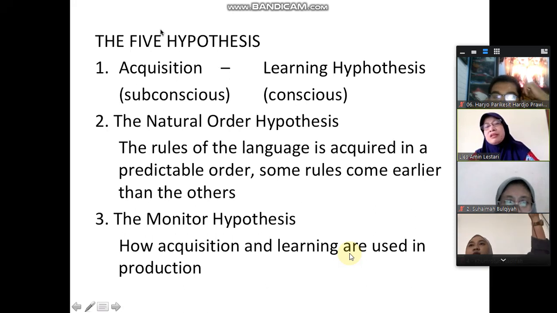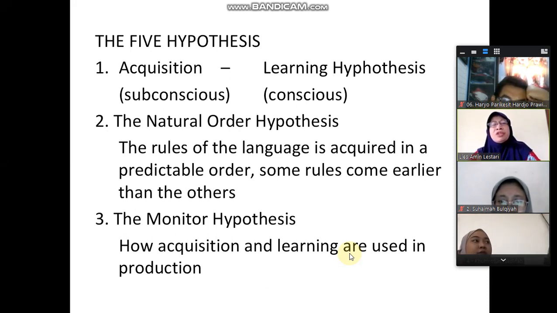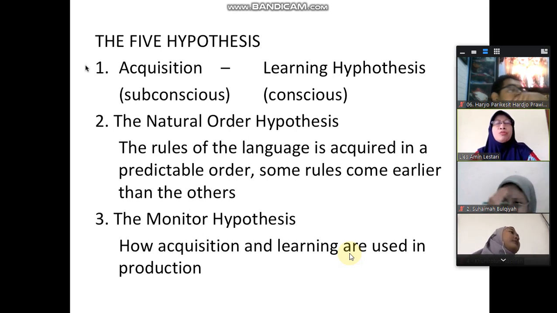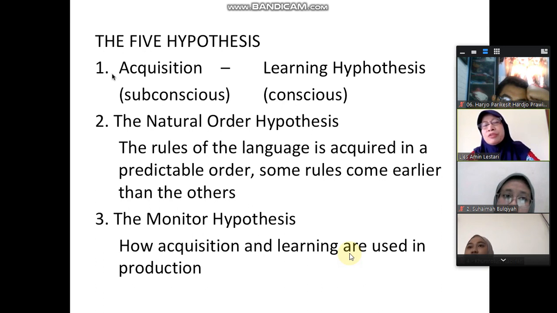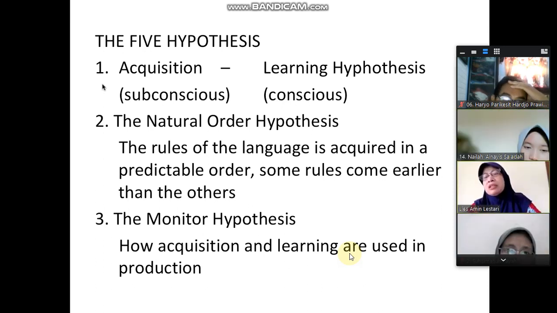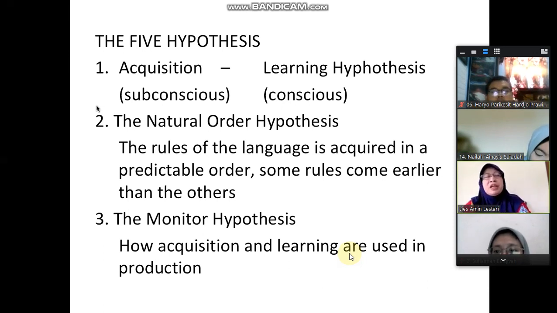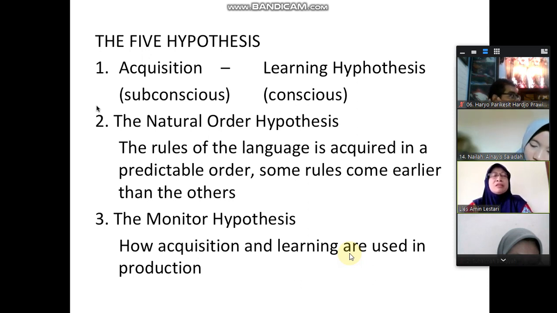Krashen believes that acquiring a language, learning a language can be done through 2 ways. That is through the acquisition, just like when you learn your first language. So you learn your first language subconsciously, bukan unconscious ya. Kalau unconscious nanti semaput. Tapi kalau subconscious ini secara tidak sadar, bukan semaput. Subconsciously, you learn it from your parents, your surroundings, by listening to them or by hearing what people say, and then you repeat them, and then some people give you comment whether it is correct or not. So that is subconscious way of learning.